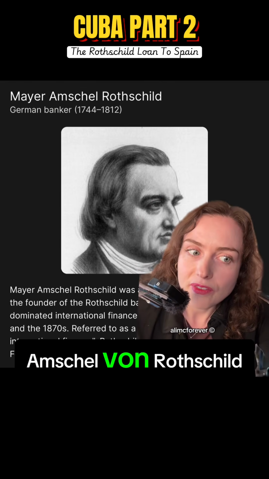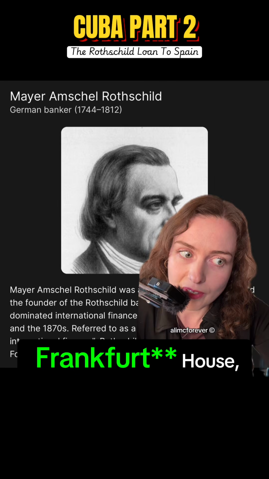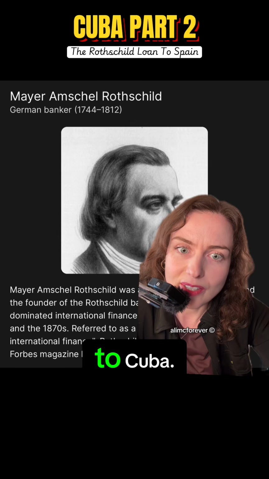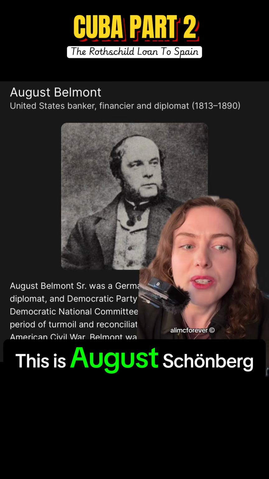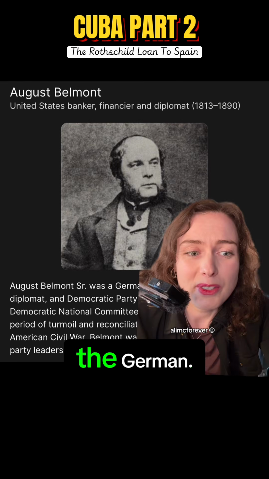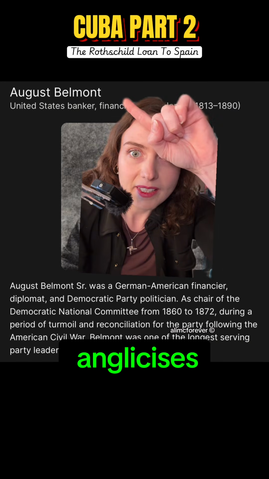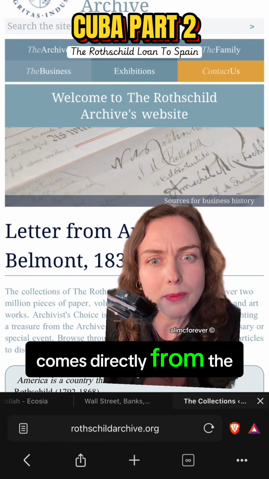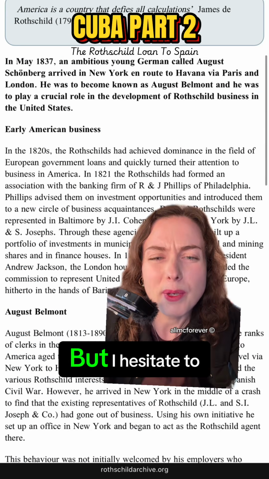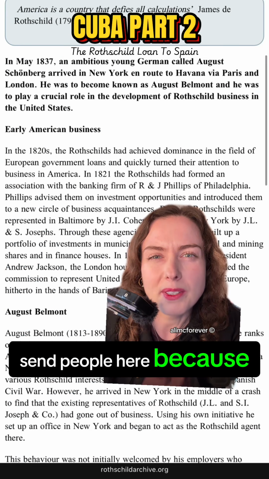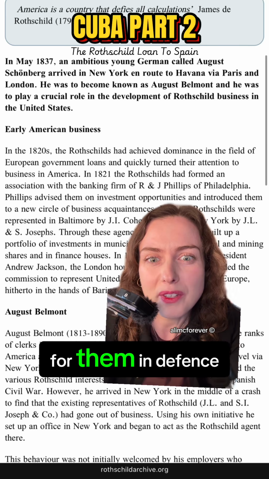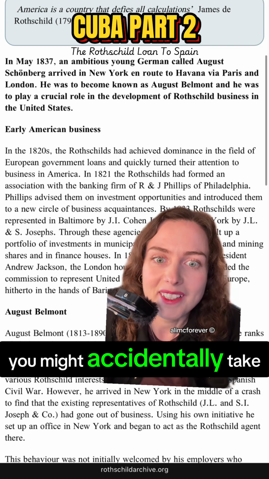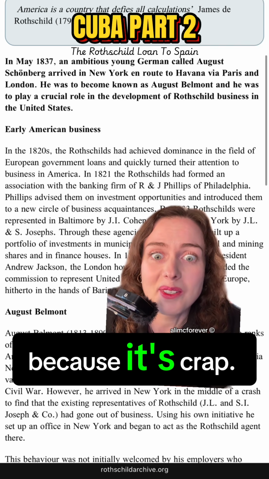1837, Amschel von Rothschild, head of the Frankfurt House, sends a 23-year-old German clerk to Cuba. This is August Schönberg. Sorry about the German. He immediately anglicizes his name to Belmont. All of this information comes directly from the Rothschilds' own archives. But I hesitate to send people here because it's written by them, for them, in defense of their worldview. And I'm afraid that you might accidentally take any of it at face value because it's crap.